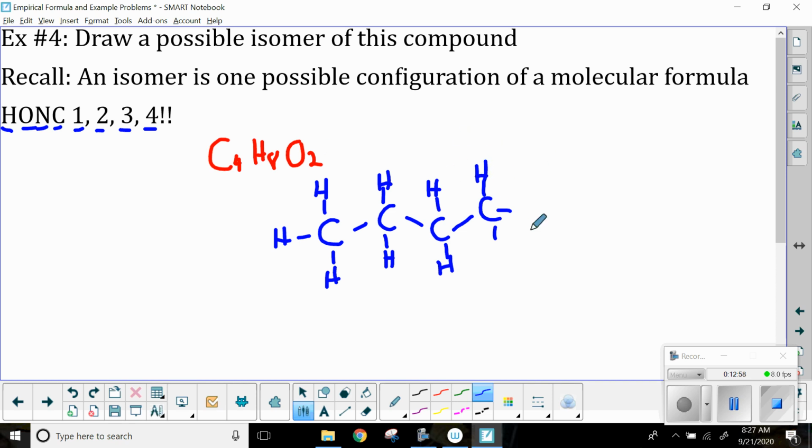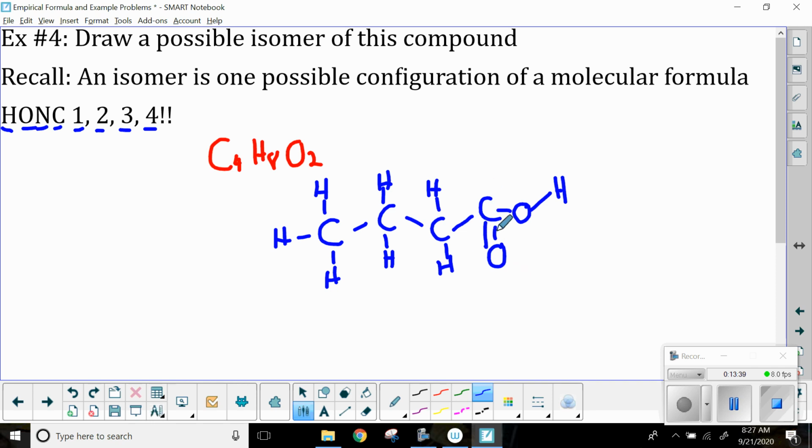Okay, and then I've got 2 oxygens. So I'm going to throw an oxygen here and an oxygen here. But we got a little bit of a problem because according to HONK 1, 2, 3, 4, oxygens need 2 bonds. So in order to fix that, I am going to remove the hydrogen from this carbon. I am going to double bond the oxygen. Remember, oxygens love to be double bonded. And then I'm going to make a second bond on this oxygen by throwing the hydrogen there. Now everybody has adhered to the HONK rule.